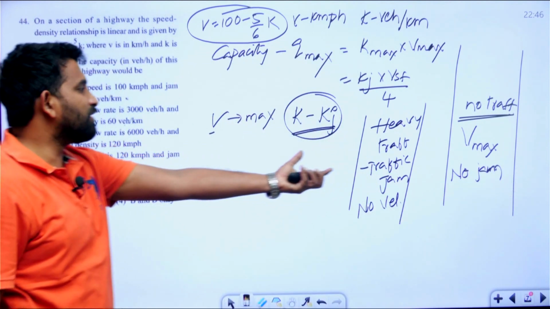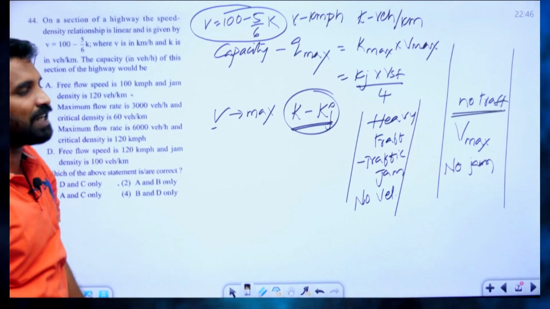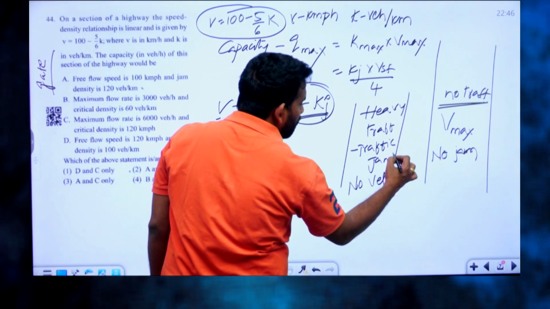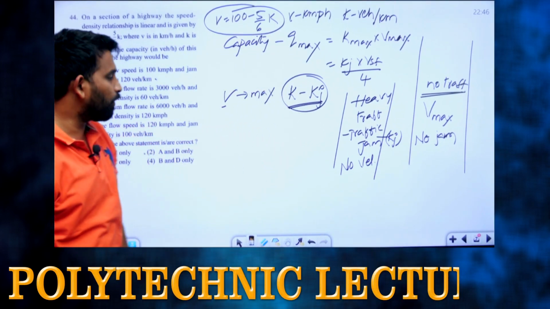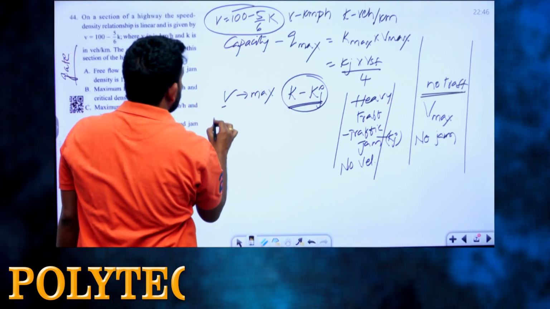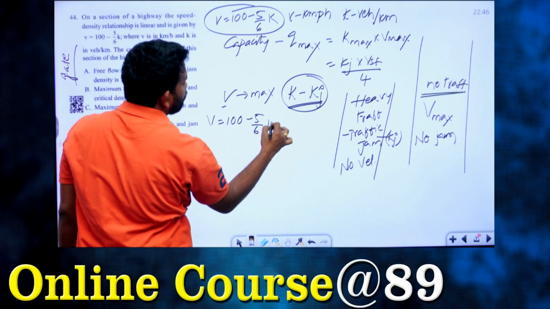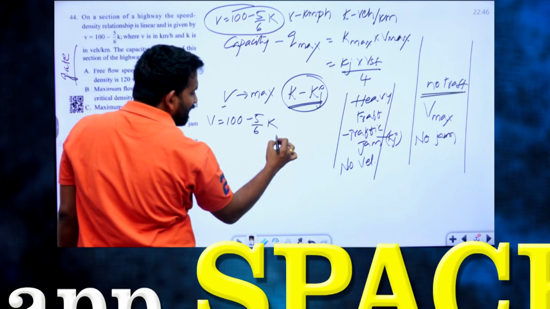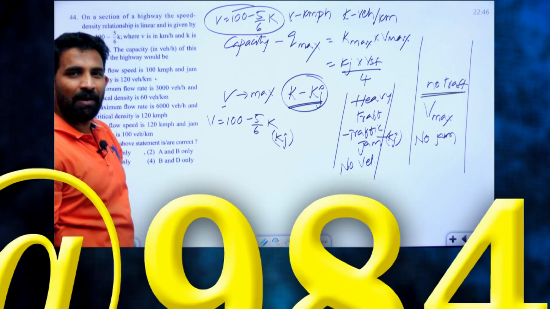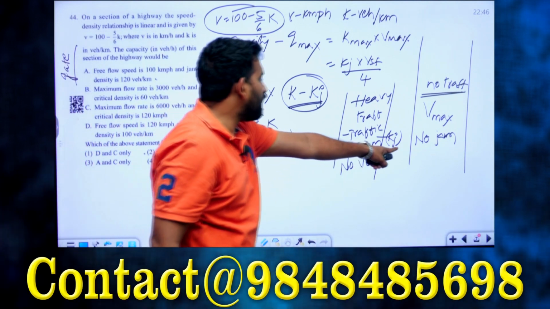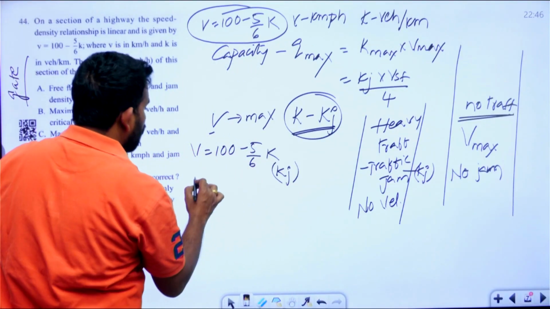Now we have to just apply this condition to this relation so that we will be able to find out the maximum V as well as the jam density. In a sense, we will call this traffic jam density Kj. So from this equation, V equals 100 minus 5/6 of K. If I take this K as jam density, that means here no velocity, velocity will be 0.